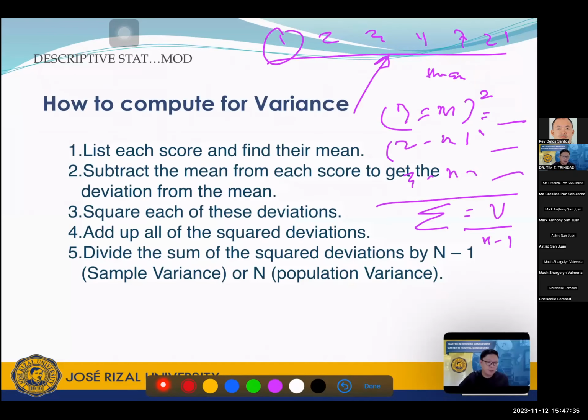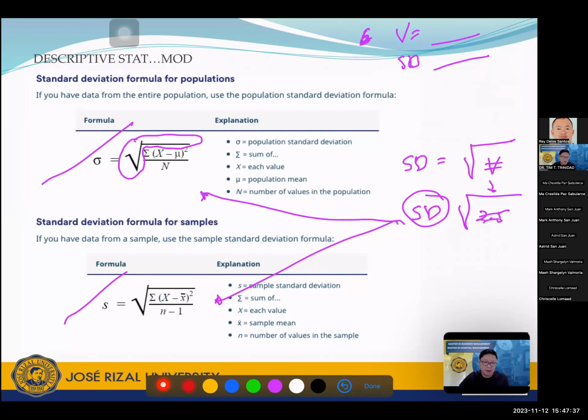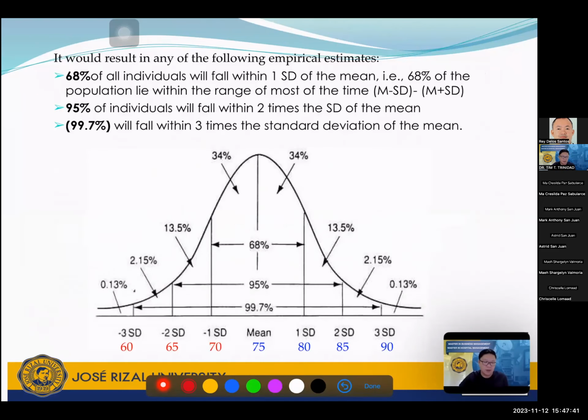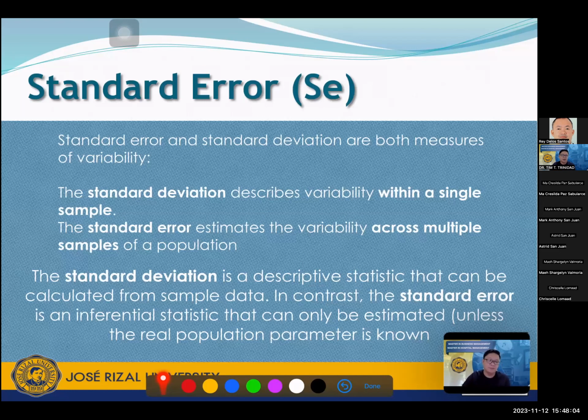Very good. We will not proceed until you are clear, because it will just create confusion later on if it is not clear. So again, 68%, what does this mean? 68% of all individuals will fall within one standard deviation of the mean. 95% of individuals will fall within 2 standard deviations, and 99.7% will fall within 3 standard deviations. Okay. So, are we clear with the standard deviation?